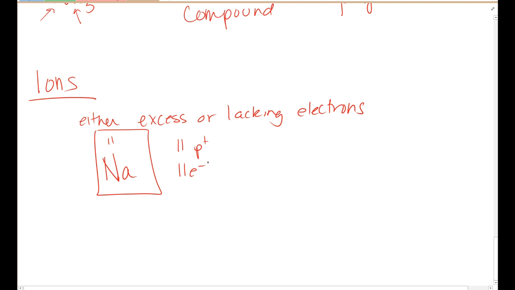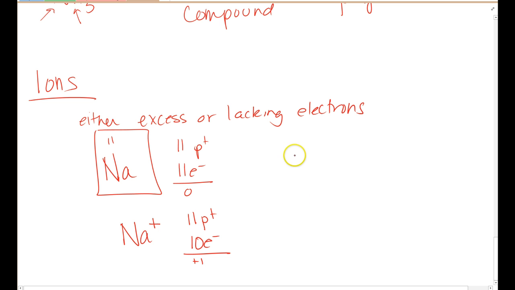If we bring sodium into the area of another element, like chlorine, for example, sodium has a tendency to lose an electron. So what we end up with is what is called sodium ion, which still has 11 protons, but it's lost an electron. When it's neutral the overall charge is 0. The overall charge here is a positive 1, so we call this sodium ion.